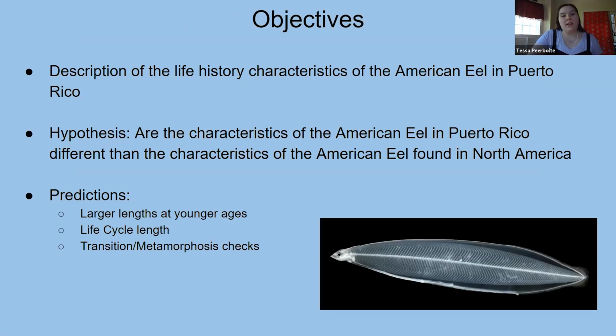Our objective is to describe the life history characteristics of the American eel in Puerto Rico. We want to know, are the characteristics of the American eel in Puerto Rico different than the characteristics of the American eel found in North America? Our predictions are that they will be larger at younger ages, they will have a shorter life cycle due to being larger and younger, and they will have transition and metamorphosis checks in their otoliths. Pictured here is the life stage of the leptocephali. Personally, I think they kind of look like a scary creature from the deep.